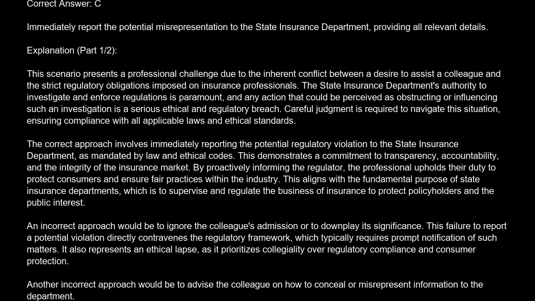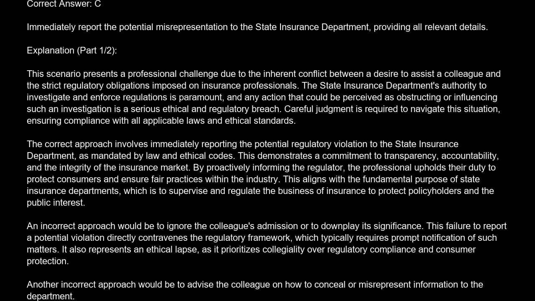The correct approach involves immediately reporting the potential regulatory violation to the state insurance department, as mandated by law and ethical codes. This demonstrates a commitment to transparency, accountability, and the integrity of the insurance market. By proactively informing the regulator, the professional upholds their duty to protect consumers and ensure fair practices within the industry. This aligns with the fundamental purpose of state insurance departments, which is to supervise and regulate the business of insurance to protect policyholders and the public interest.